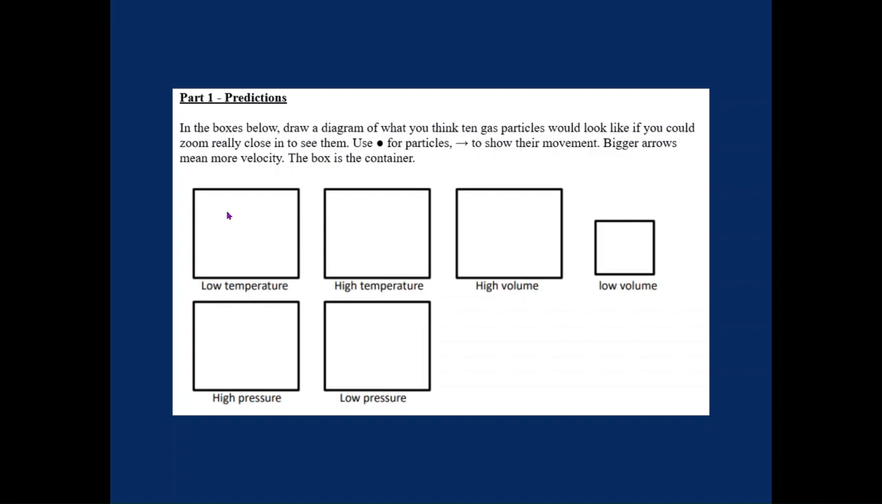So what do you think a low temperature will do to the speed, a high temperature? What do you think a high volume will do to the speed? What do you think a low volume will do? High pressure and low pressure. So that is the first thing you're gonna do on the worksheet that you have. So take a moment, pause the video and go ahead and do that.